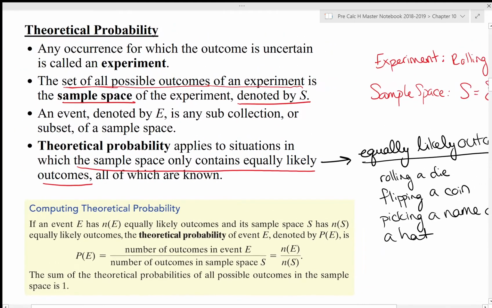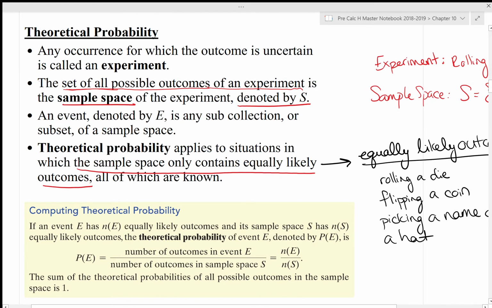Okay, so now we are going to get into theoretical probability. Now, theoretical probability is about any occurrence, where we think about how many outcomes fit our description. Any occurrence from which an outcome is uncertain is called an experiment. So something that you do is an experiment. Now, the set of all possible outcomes of an experiment is the sample space of the experiment, usually denoted with a capital S.